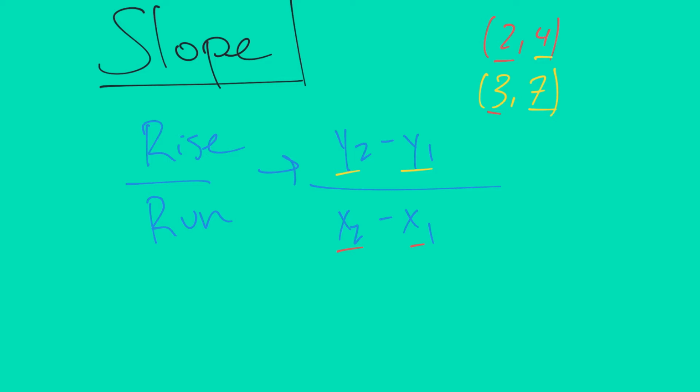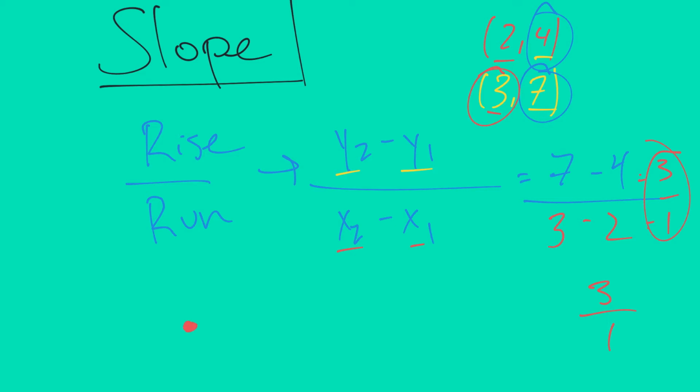As we look at those underlined values, we're subtracting the y values and subtracting the x values, which on a graph would be how am I rising and how am I running in order to connect those 2 points. So I'd say, the second y value is 7, minus the first y value, 4, over the second x value, 3, minus the first x value, 2. Here, I'd get a slope of 3 over 1, because 7 minus 4 is 3, and 3 minus 2 is 1.